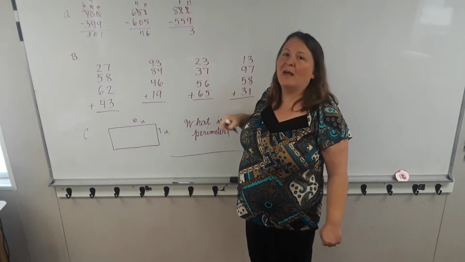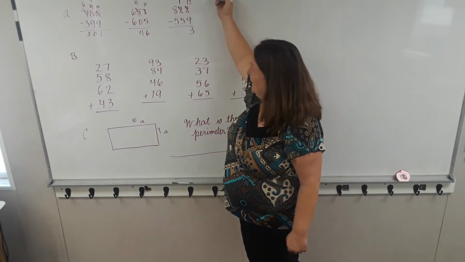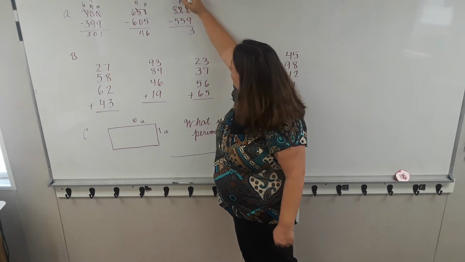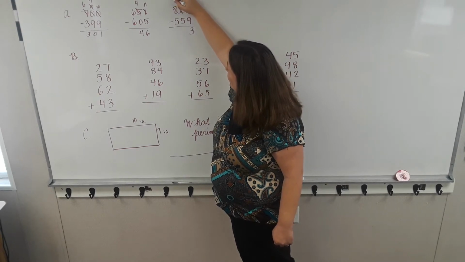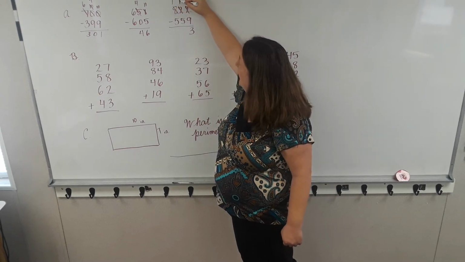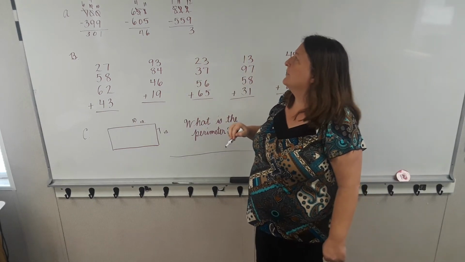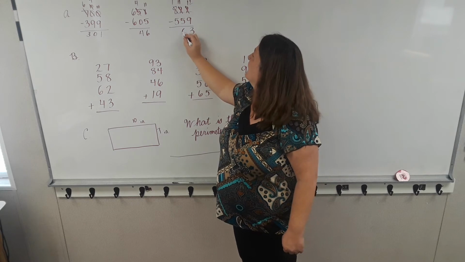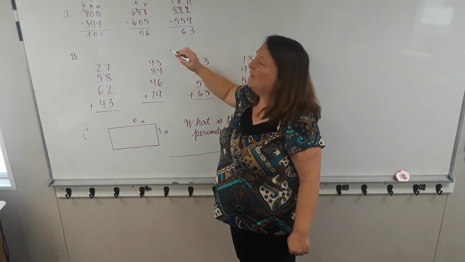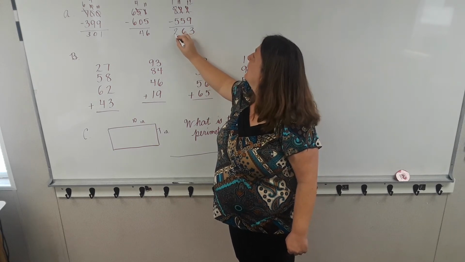1 minus 5 equals, you can't do that. You have to borrow from this 8. The 8 becomes what? A 7. This 1 becomes what? An 11. 11 minus 5 equals 6. 7 minus 5 equals 2.